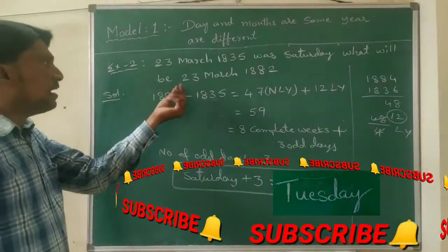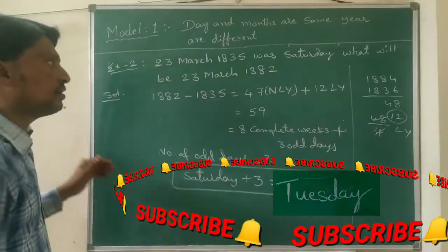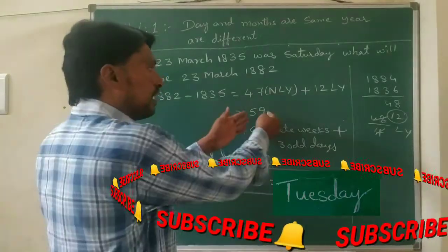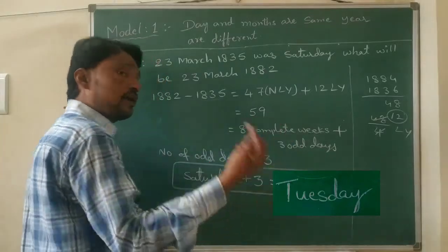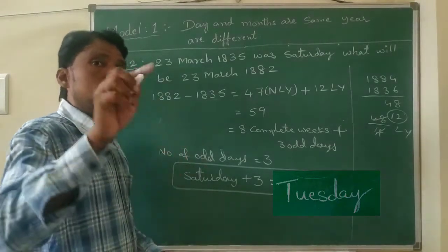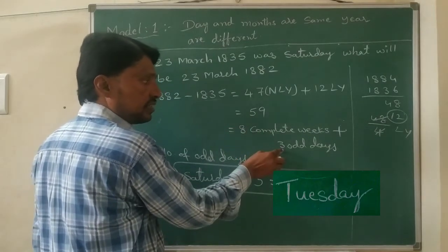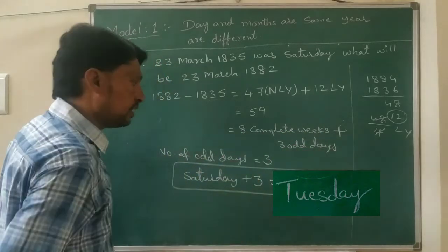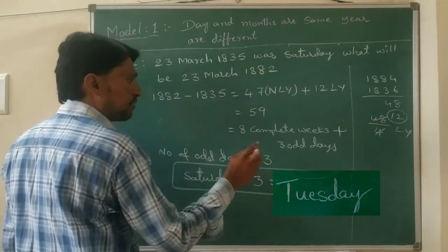Here the date and month are the same, only the years are different. So we subtract the years, and in that we add up how many leap years and non-leap years there are. Afterwards we get the days, and we convert them into odd days by dividing by 7. 7 eights are 56, plus 3, so 3 odd days. 8 complete weeks plus 3 odd days, so the number of odd days will be 3. 23rd March 1835 was Saturday, so Saturday plus 3.